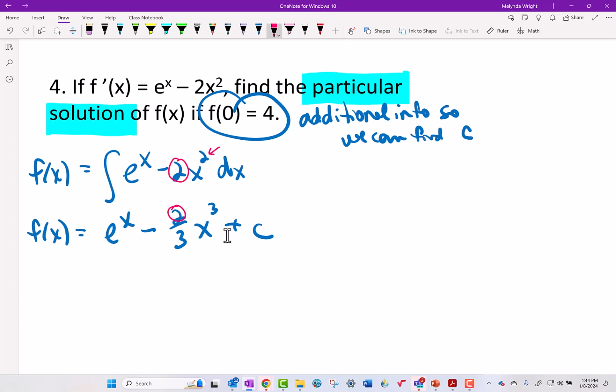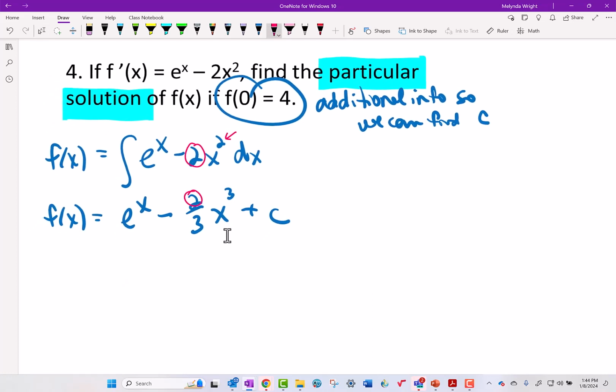I'm reversing my work. Okay, so now we're going to use this information to find c. So y is 4, so 4 equals, we're going to put a 0 in for x, e to the 0 minus 2/3 times 0 cubed plus c. I'm going to find out what c is. That's the purpose of that point that they gave us, the additional information, so we can find c.